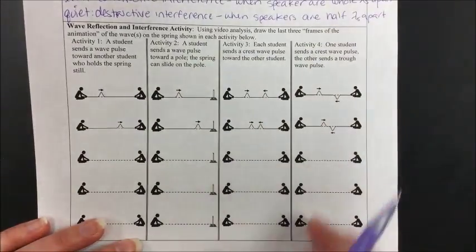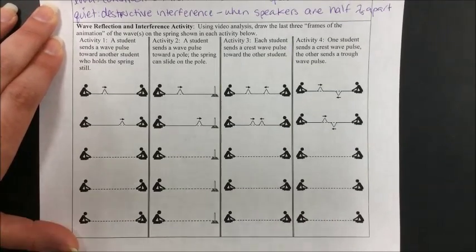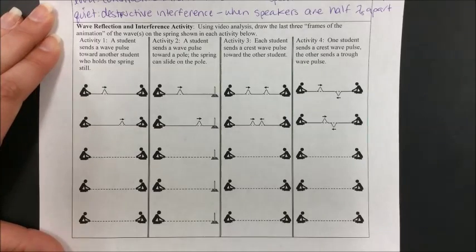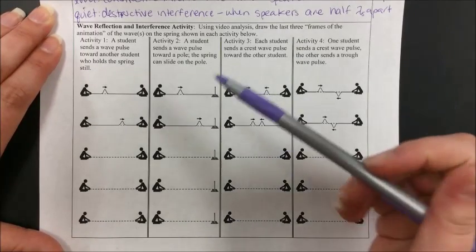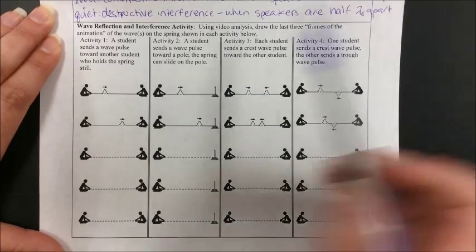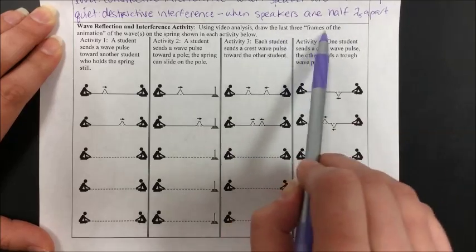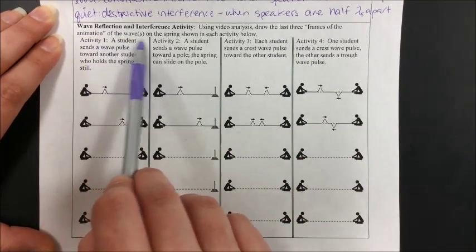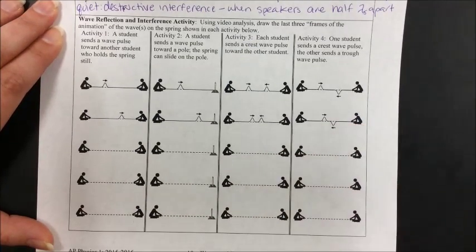Okay, so now we're going to go through the wave reflection and interference activity. And you're going to be doing this in a lab and simulating this, but I want to go ahead and go through it. So using video analysis, we're not actually using the video on this. Draw the last 3 frames of the animation of the waves on the spring in each activity below. So I'm just going to kind of show you what's going to be happening here. Let me switch to color you can see.